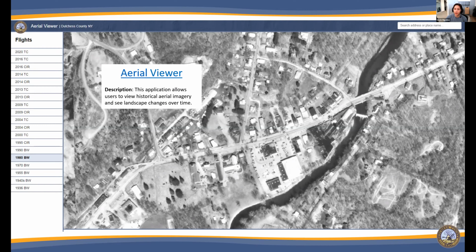You'll also notice that after each year, you'll see an abbreviation that says BW, TC, or CIR. BW stands for black and white, which applies to our older imagery, of course. And you're seeing an example of that right now, our 1980 imagery. And then TC stands for true color, and CIR stands for color infrared.